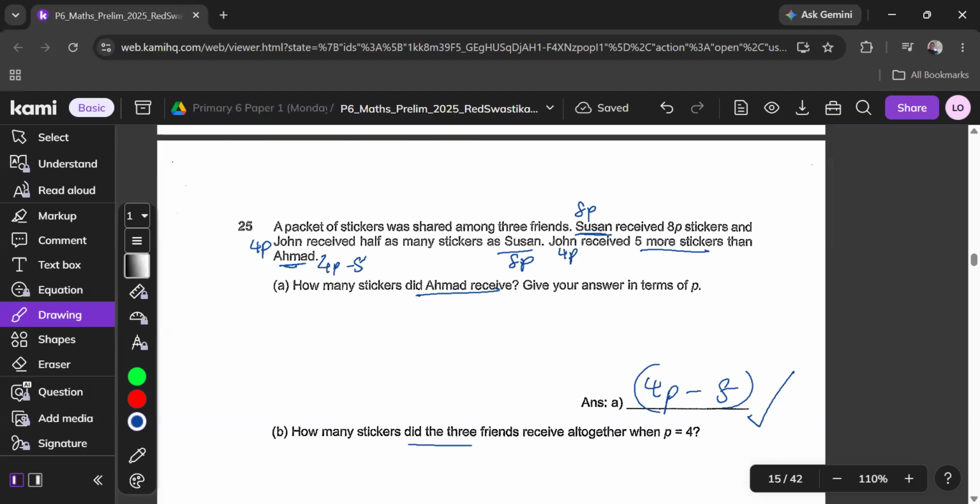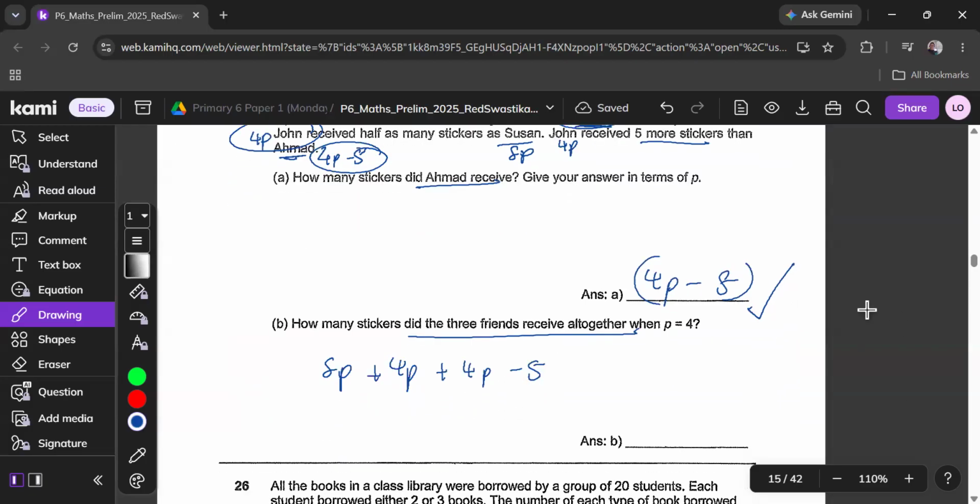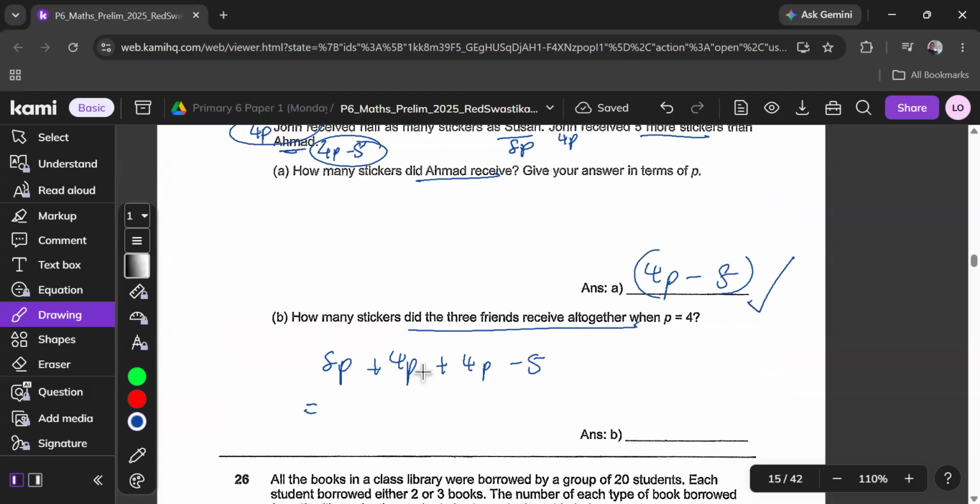How many stickers do the three friends receive altogether? Then you add Susan, 8p. Then you add John, which is 4p. Then you add Ahmad, which is 4p minus 5. So you need to plus them together. All right, and then you will get 8 plus 4 plus 4. That will be 16p minus 5.